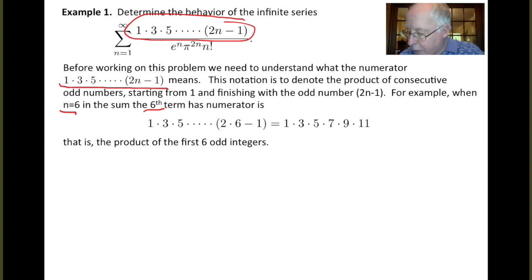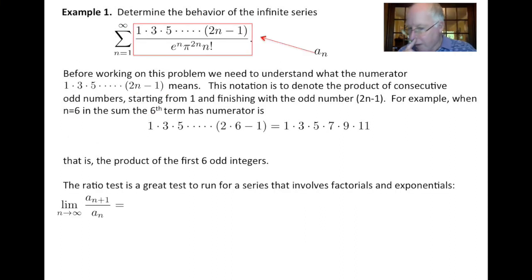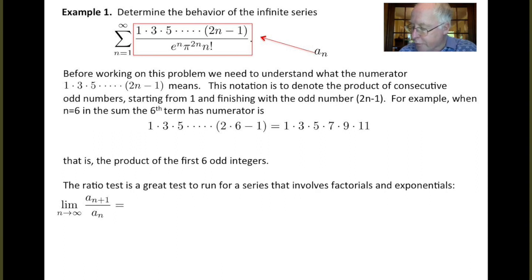You'd have 1 times 3 times 5. You keep multiplying odd numbers till you get up to the number 2n minus 1, in this case 2 times 6 minus 1. And of course, since that's 11, that would denote the product 1 times 3 times 5 times 7 times 9 times 11. So the product then of the first 6 odd integers. So it's kind of like a factorial, but you have all those even numbers missing. So we're going to run the ratio test to determine whether the series converges or diverges. Ratio test is often good when you see lots of products like this, factorials, powers, etc.